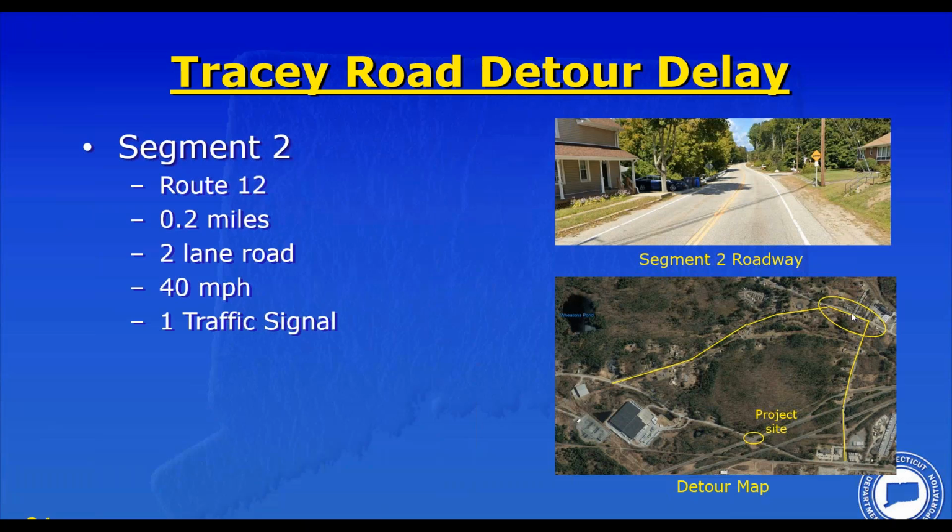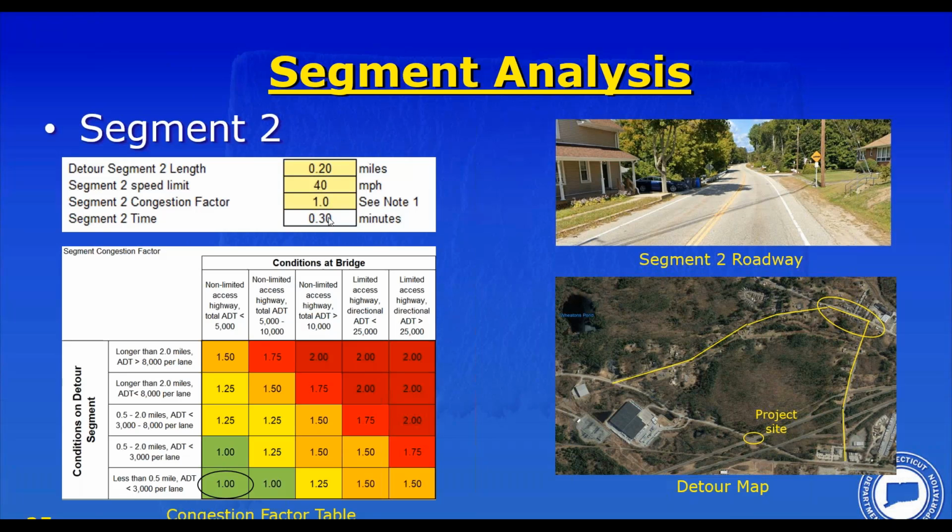Segment 2 is this little section right here, 0.2 miles, 40 miles per hour, 1 traffic signal. Only 0.3 minutes to go through this segment. It's only 0.2 of a mile.